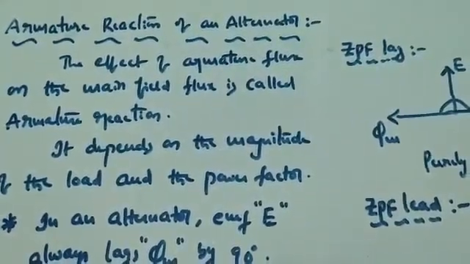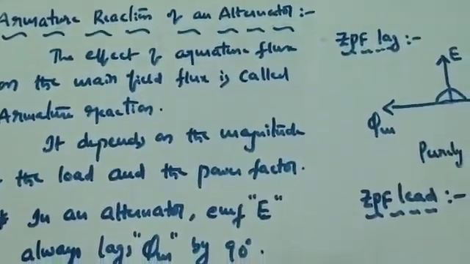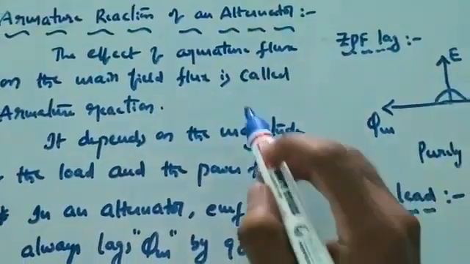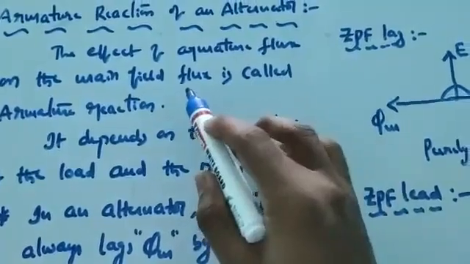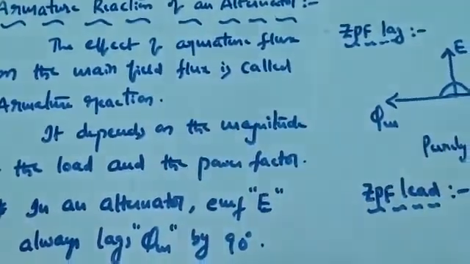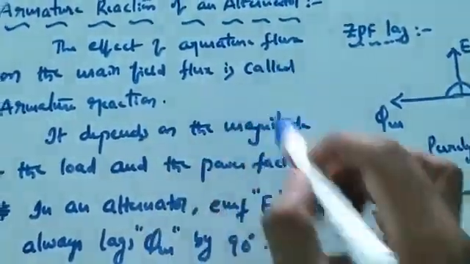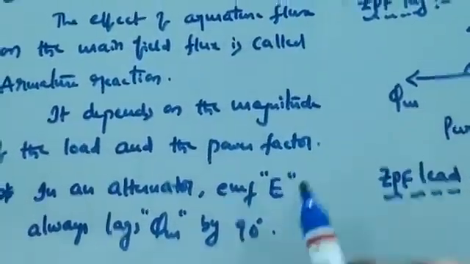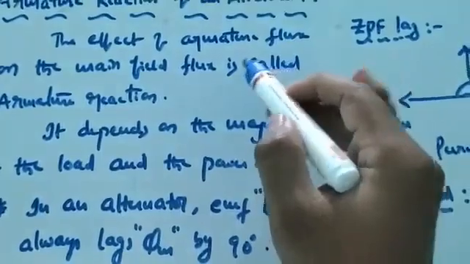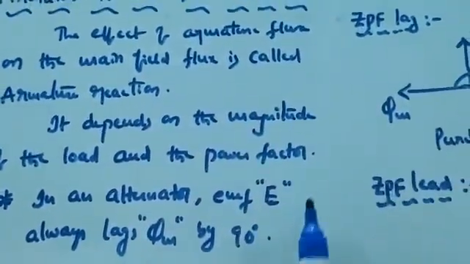Now I'm going to explain armature reaction of an alternator. First, the definition: the effect of armature flux on the main field flux is called armature reaction. It depends on the magnitude of the load and the power factor. So that is the effect of armature flux on the main field flux, and that is nothing but the armature reaction.